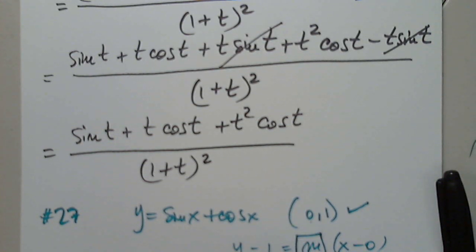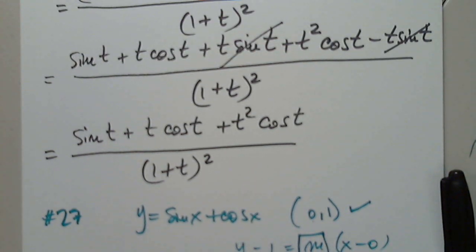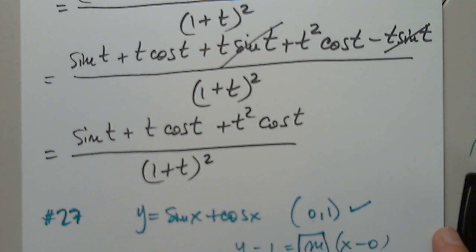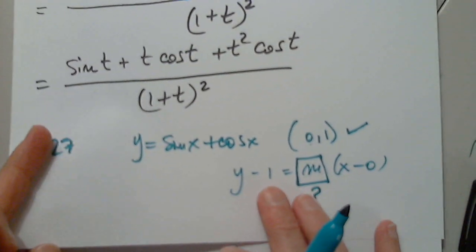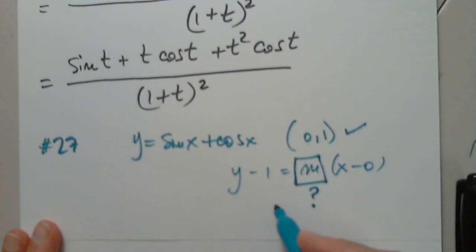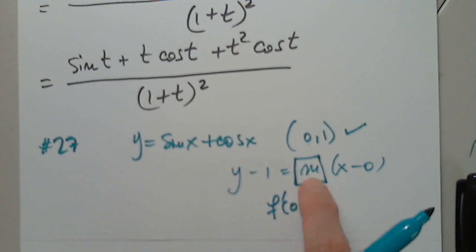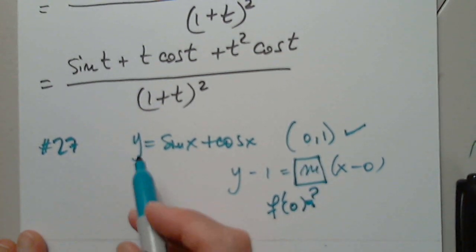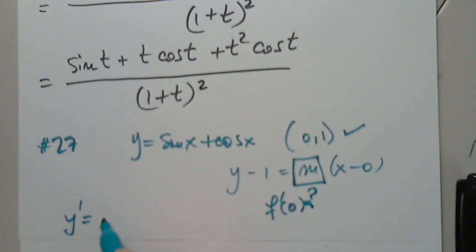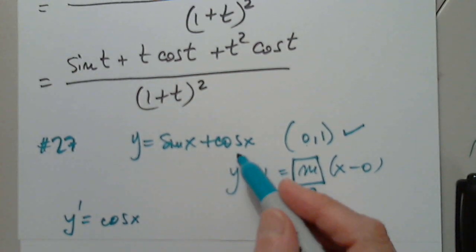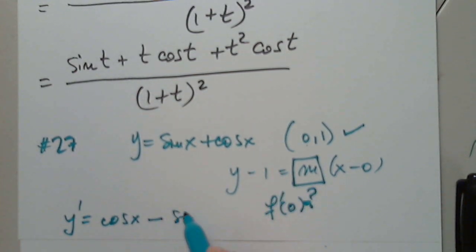How do I determine the slope of the tangent line to the graph of y at (0, 1)? Differentiate. Yes, and then plug in what? So this slope will be f prime of 0, f prime of that x value. Can anyone give us y prime or f prime? Sine x plus cosine x. The derivative of sine x is cosine x, and of cosine x it's minus sine x. Very good.